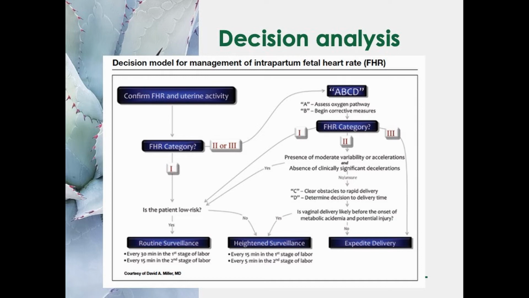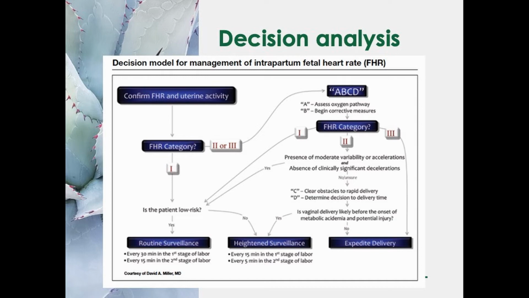This ABCD thing, this whole thing, is in seconds. The same as in a code. You guys do ACLS still? Airway, breathing, circulation, right? So it's really in rapid sequence. Here for you guys, when you're doing intrauterine resuscitation, it's assess oxygen, begin corrective measures, clear the pathway, and determine how long you have, okay? Get everybody there if you need them quickly.